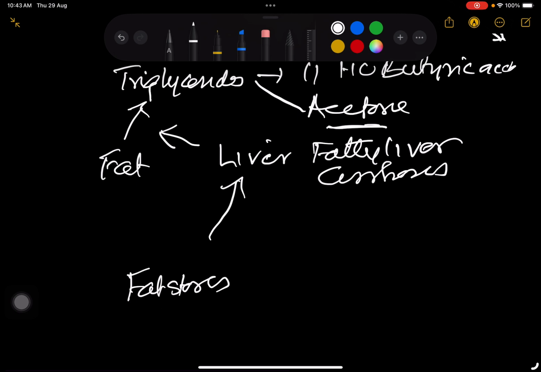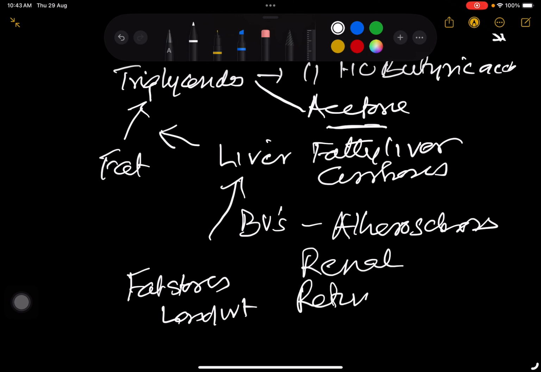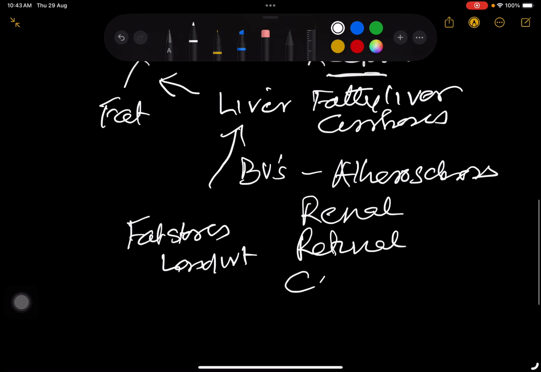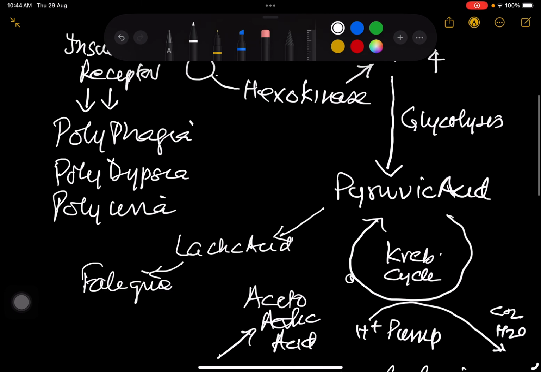Therefore, there will be loss of weight, and this will travel in blood vessels. Therefore, there will be atherosclerosis, and this atherosclerosis will affect the renal, retinal, cardiac, and cerebral system. Therefore, according to this pathogenesis, if there is a patient of diabetes, you should look for the entire pathogenesis in making a diagnosis.